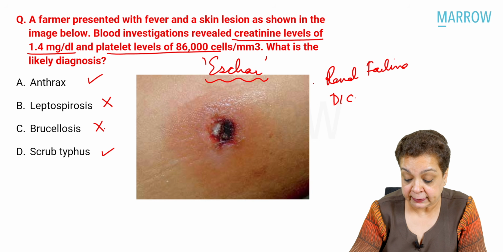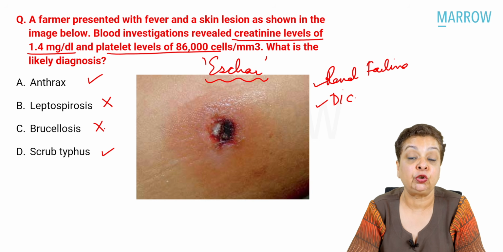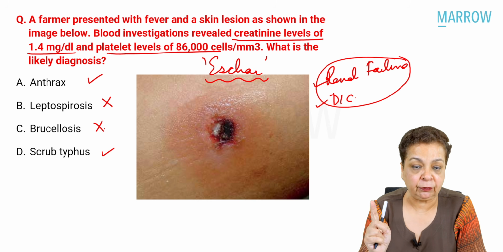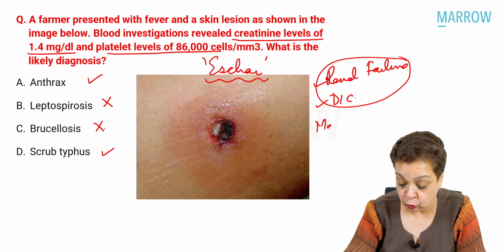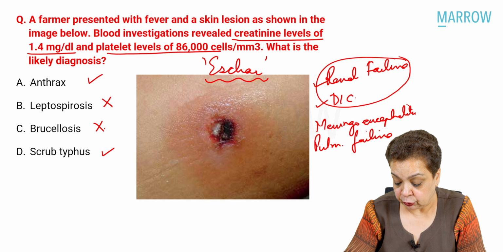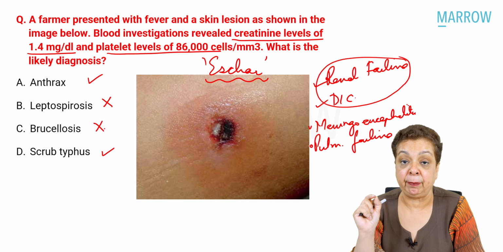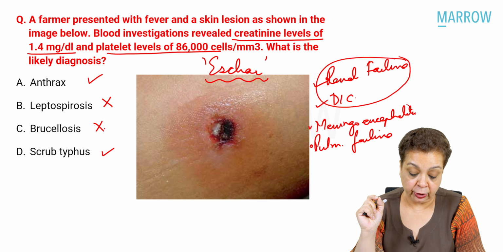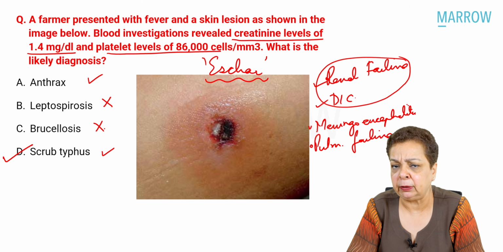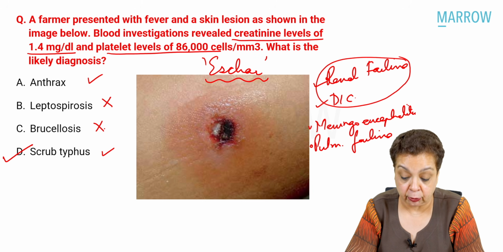Patient could also have disseminated intravascular coagulation because of thrombocytopenia. Both these complications are mentioned. Apart from that, scrub typhus also causes meningoencephalitis, and it can also cause pulmonary failure. Okay. So these four complications you must remember regarding scrub typhus. Okay. So our answer to this question is option D. Cutaneous anthrax or malignant pustule never leads to these kinds of complications like are mentioned out here.